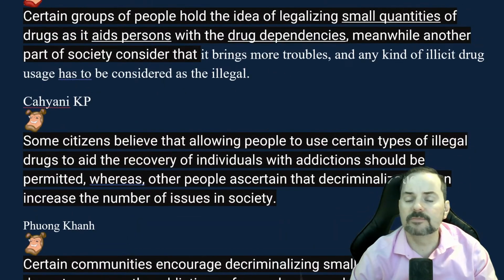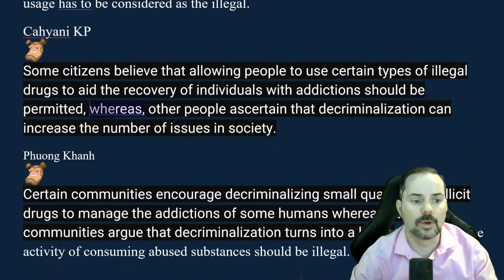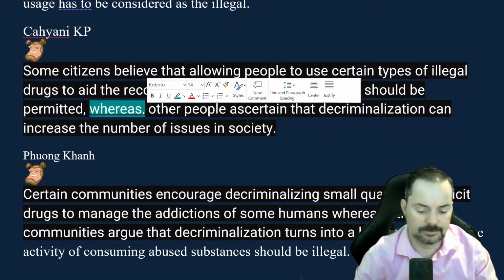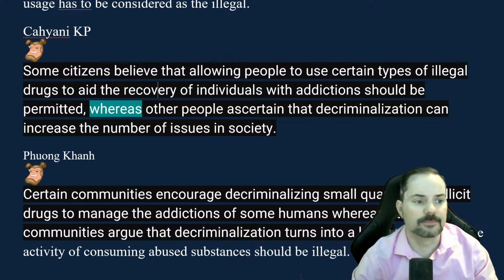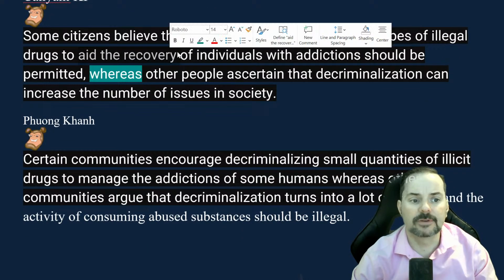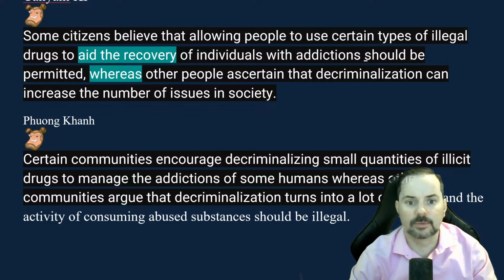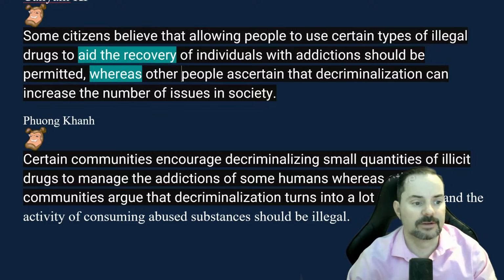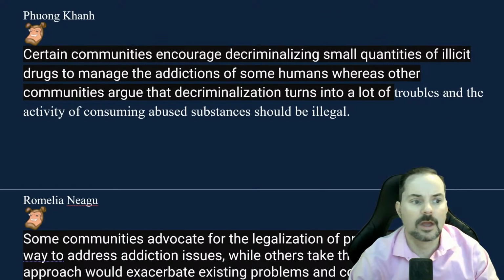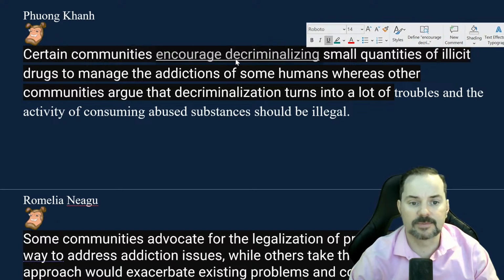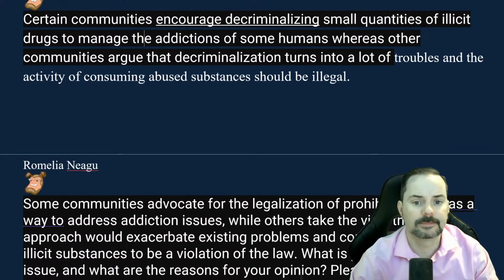Good use of paraphrasing connectives as well, by the way, like meanwhile. Whereas. Okay, no comma there. By Chayani. Aid the recovery is very good. We can tell that Chayani works with medicine. That's a good paraphrase there. Fuang, certain communities, yes, encourage decriminalization. Very nice paraphrasing there. Decriminalization turns into a lot of troubles is very good as well. Abused substances is very good paraphrasing as well, Fuang.